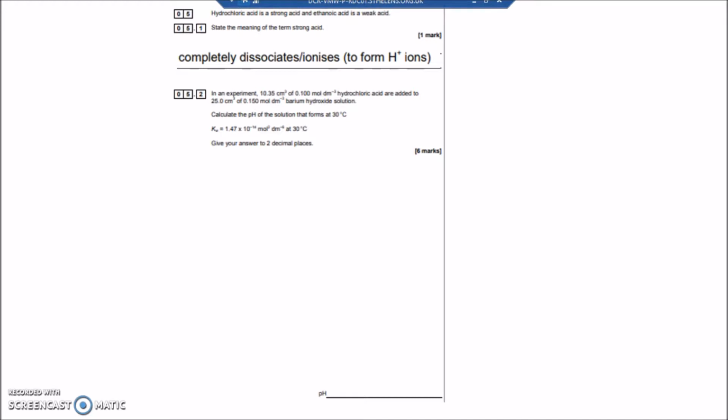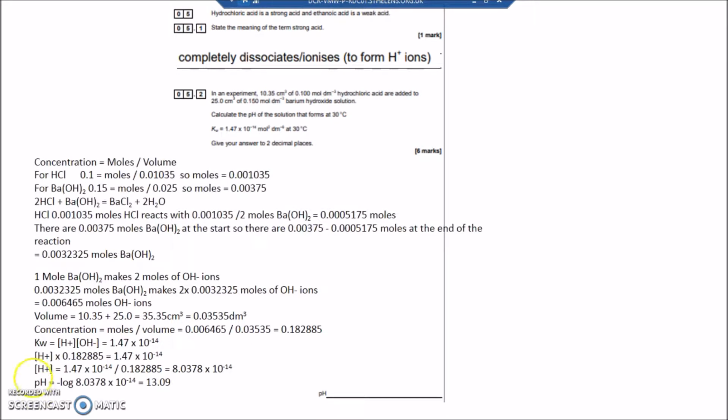In an experiment, 10.35 centimetres cubed of 0.1 molar hydrochloric acid is added to 25 centimetres cubed of 0.15 molar barium hydroxide. So first of all, I'm going to work out numbers of moles before I do anything. Concentration is moles divided by volume. So for HCl, 0.1 is moles divided by 0.01035, so moles is 0.1 times 0.01035. Similarly for barium hydroxide, 0.15 is moles divided by 0.025, so moles is 0.15 multiplied by 0.025, 0.00375.